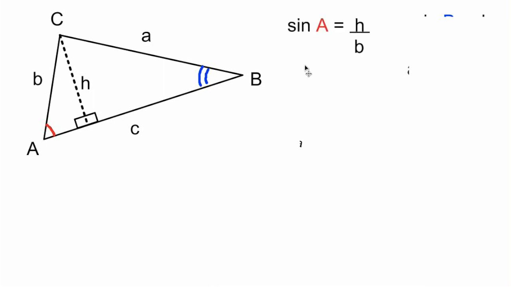Even though it's not the full triangle, it is correct to say that in this small subsection, let me try to color it just for clarity's sake. In this green triangle, the sine of angle A is opposite over hypotenuse, or h over b, right?